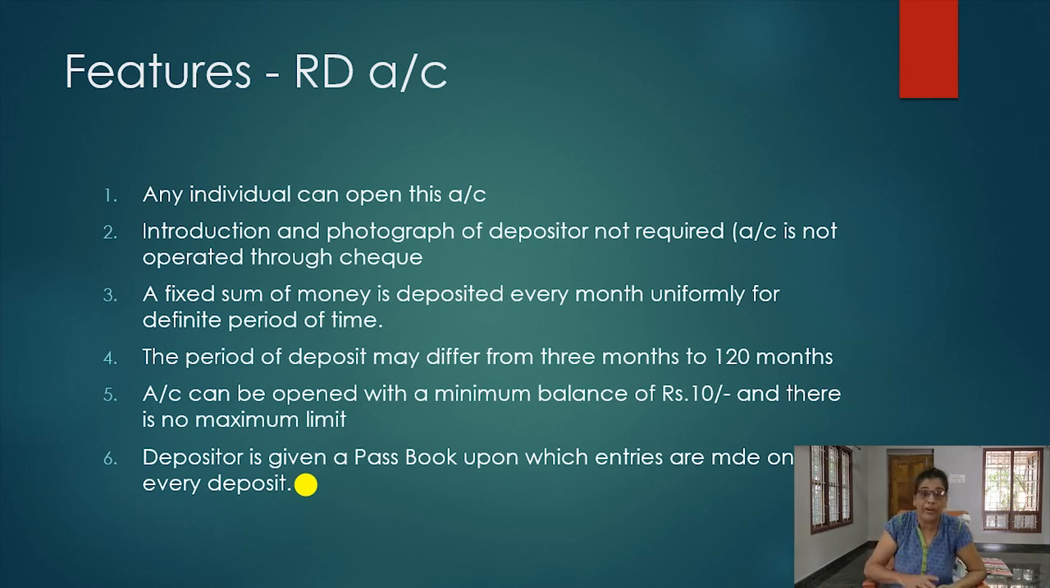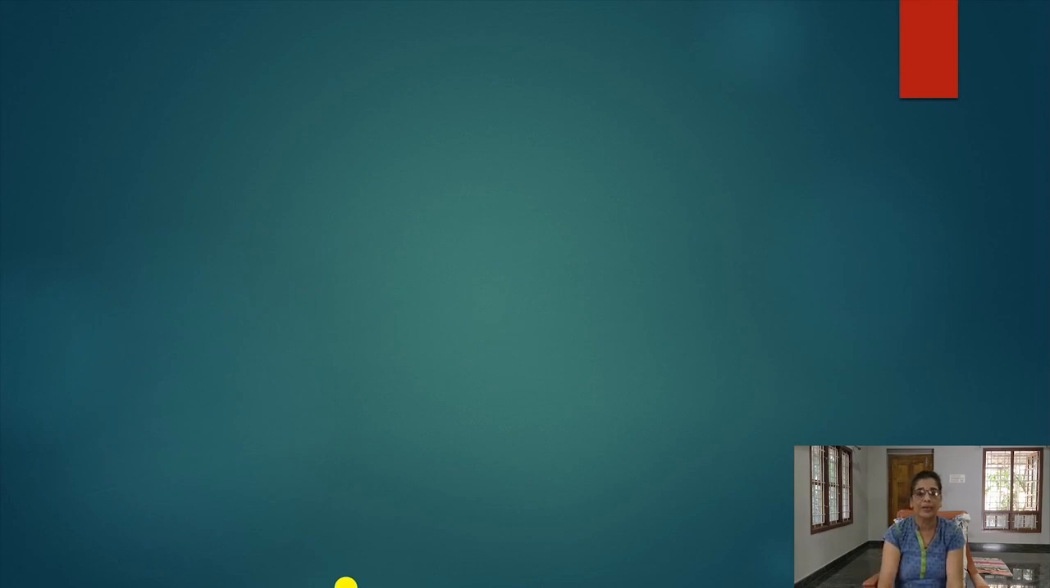What is the interest provided by the banker? Usually, the bank will provide you again 6 to 7% interest. So on the maturity date, you will get the principal amount plus the interest allowed to you. So a huge sum will be collected by you. So these are the different features of the RD account.